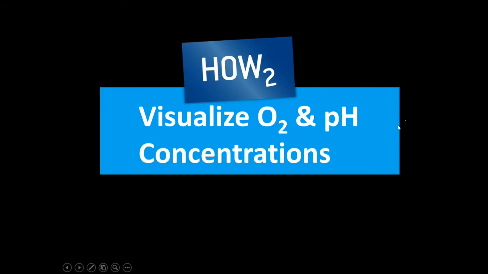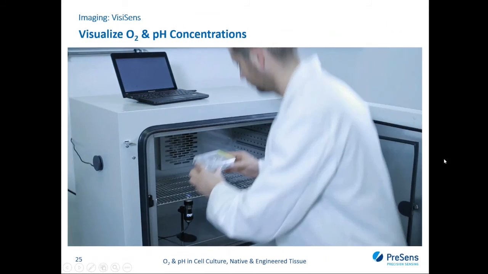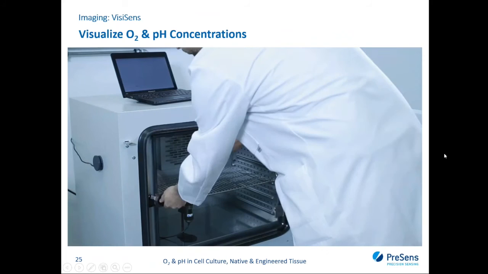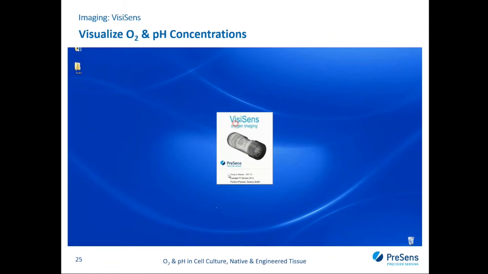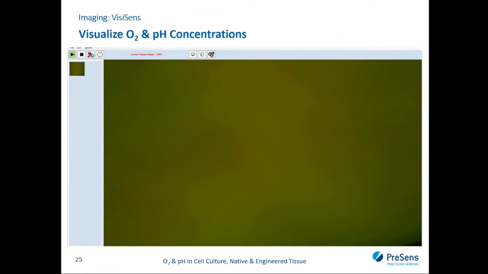So now let's head on to how you can visualize oxygen or pH concentration. In this example, the oxygen imaging setup is explained. You place the detector into the incubator, for example, place your vessel with the integrated sensor on top, close everything, and start the software. Once you have started the software, it's actually ready to use, and you can take single images if you want. They are displayed here on the left side as small thumbnails, so you see what you have already recorded.